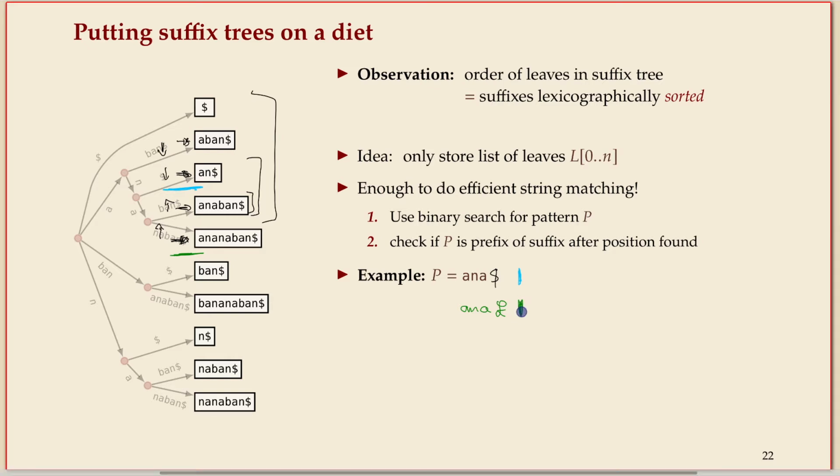So two binary searches give you two positions, and the range between those two positions is special, because in that range every suffix starts with the pattern Anna.